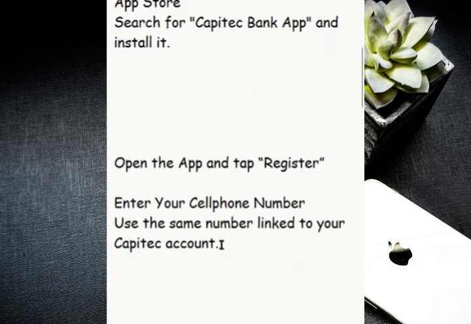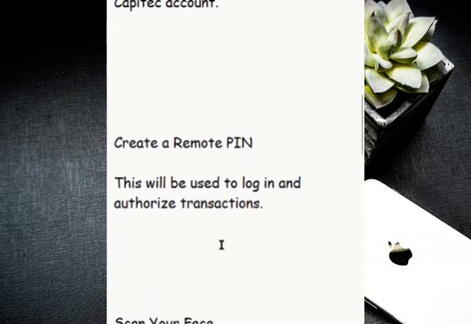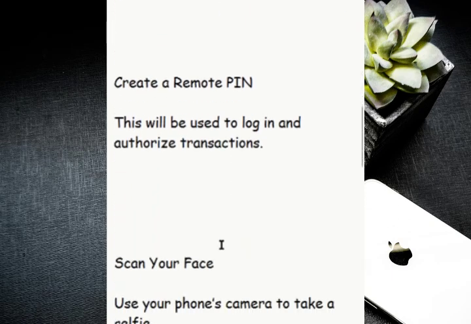Then open the app and register. So enter the cell phone number, use the same number linked to your Capitec account, then set a remote PIN, and this will be used to log in and authorize transactions.